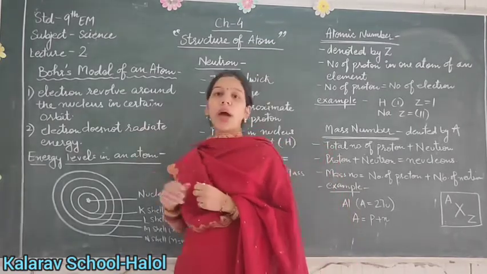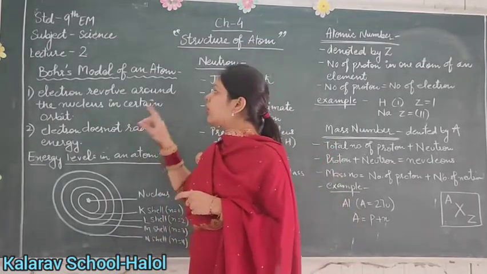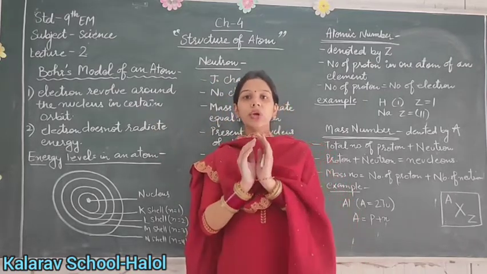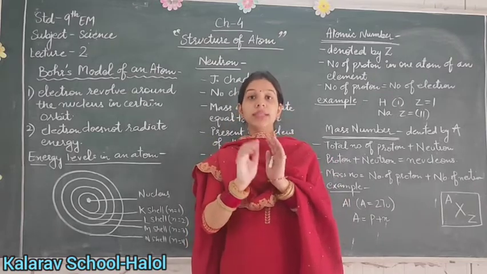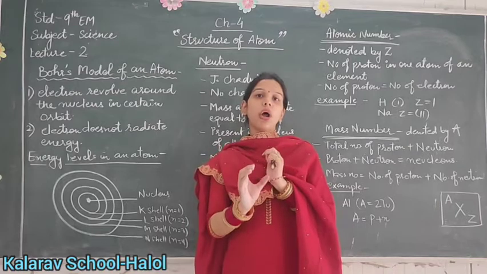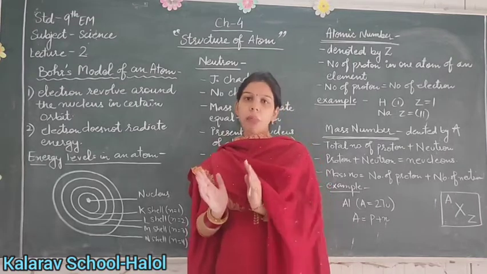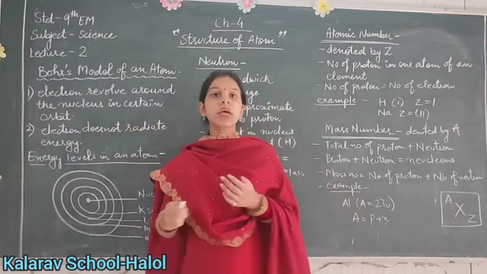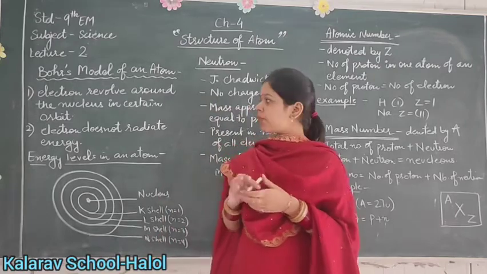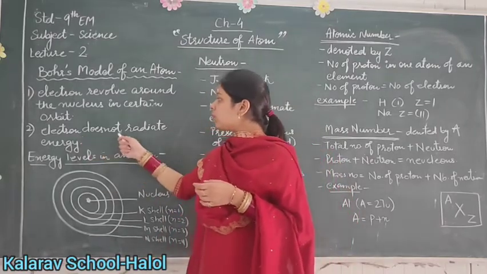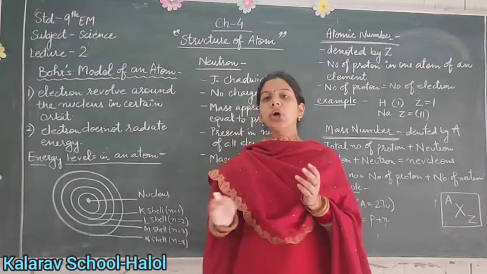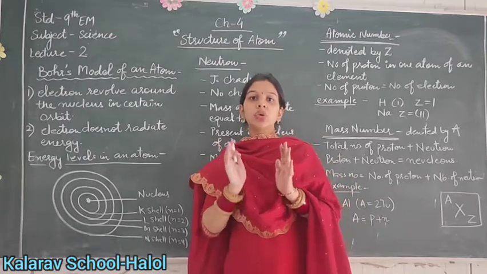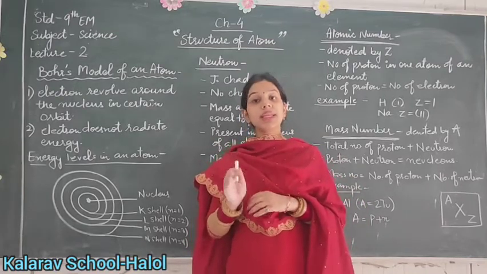Here, number one, the postulate is that the electron revolves around the nucleus in certain orbits. Which means the electron is revolving around the nucleus in a fixed path. That fixed orbit has a certain fixed amount of energy. So we simply say that these are the certain orbits, shells or energy levels. Secondly, when the electrons revolve around the nucleus, they do not radiate any energy, which means the atom doesn't collapse. So here the stability of the atom is maintained.